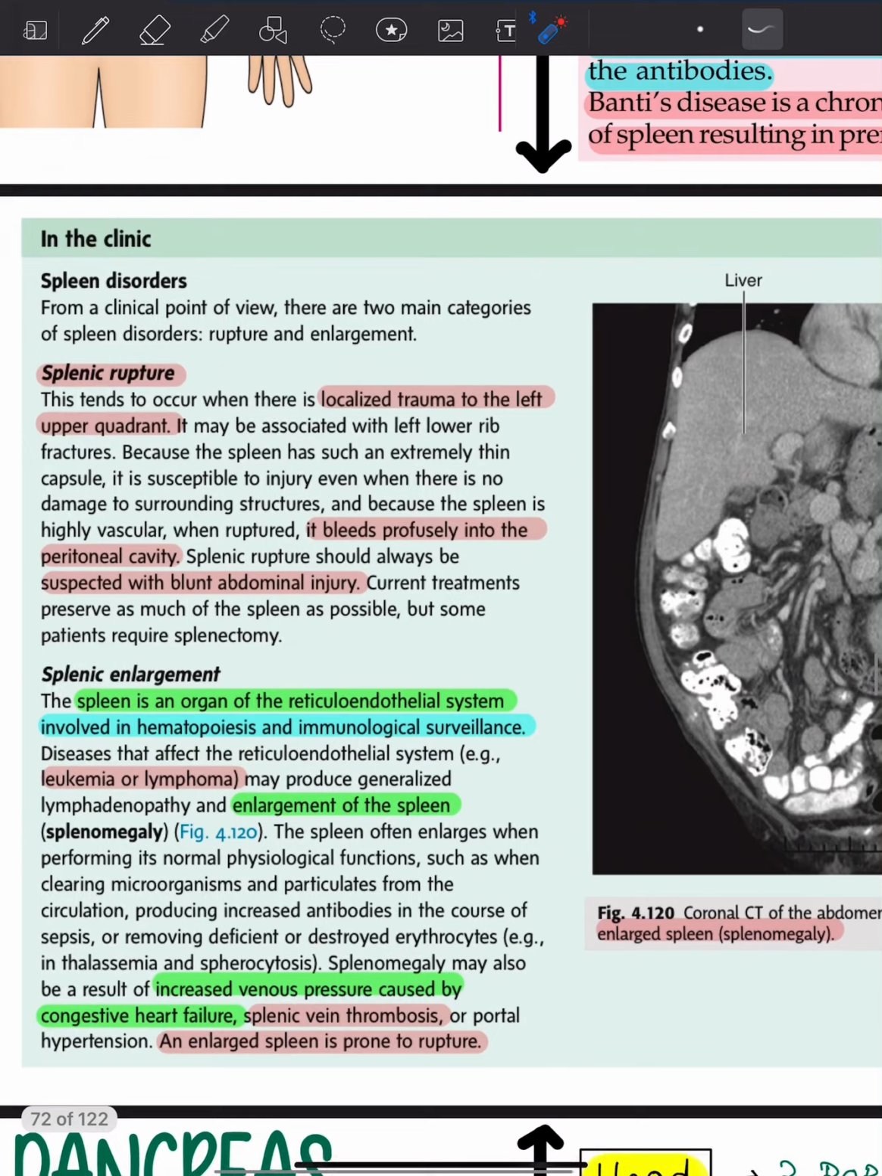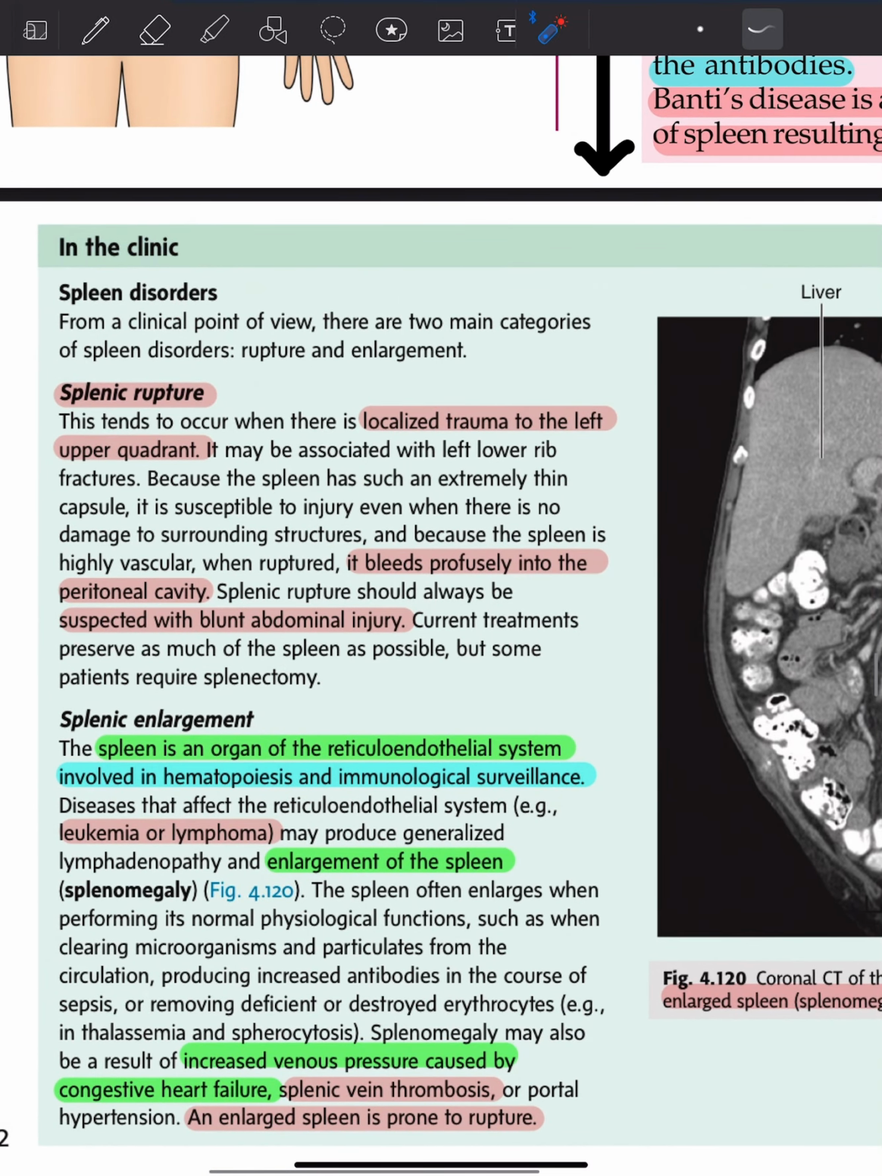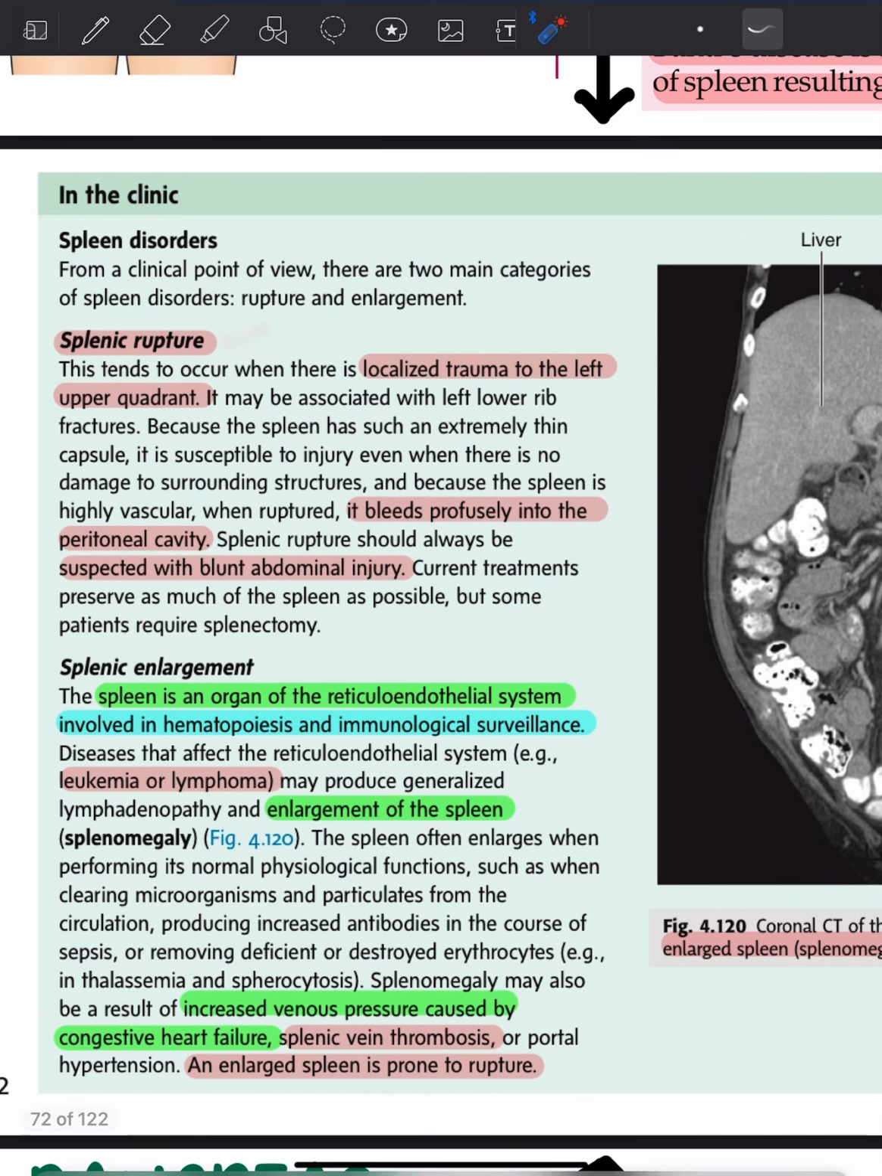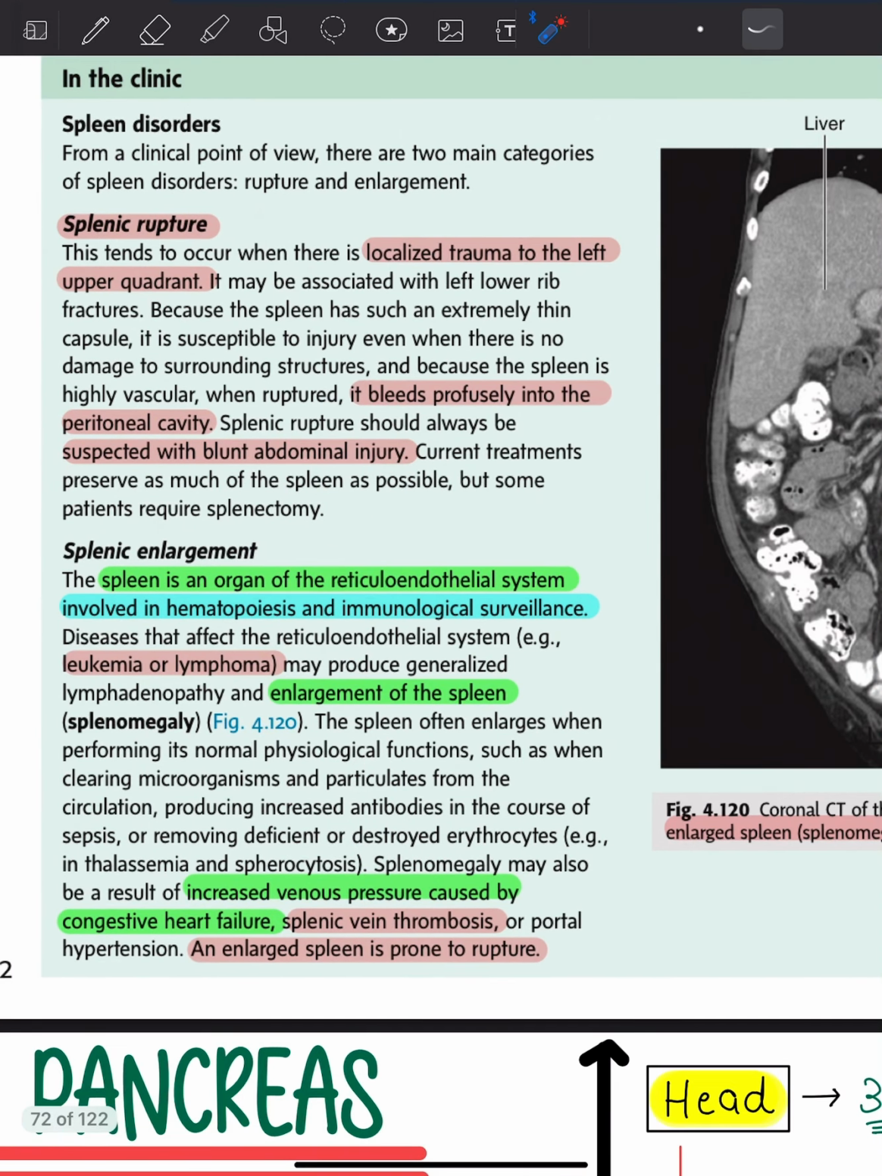Okay. Now again, this is from the Gray's Anatomy. In the clinic, when we talk about splenic rupture, it can occur due to localized trauma to the left upper quadrant of the body, and it may be associated with the left lower rib fractures, right? And as the spleen is highly vascular, we know it bleeds profusely into the peritoneal cavity. Okay, and splenic rupture should always be suspected with blunt abdominal injuries, okay, as it can suffer a major blow due to an injury. Now we talk about the splenic enlargement.